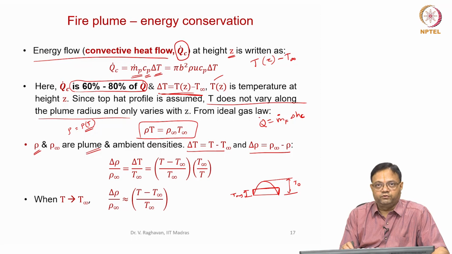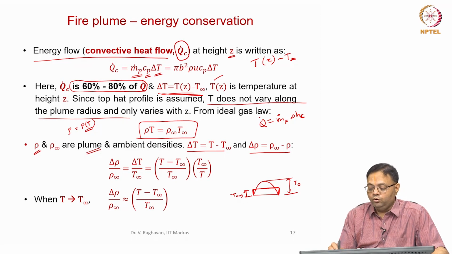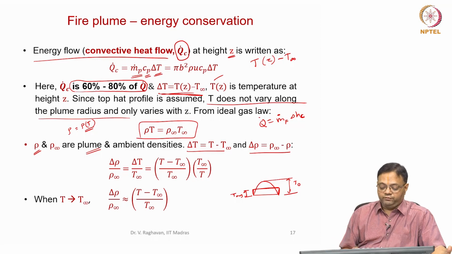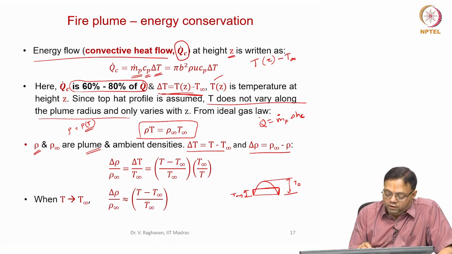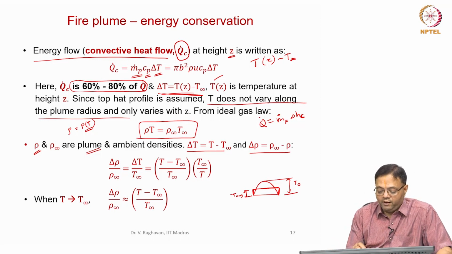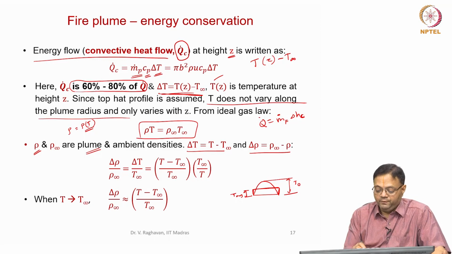So delta T is positive. Similarly, delta rho, since T is higher than T infinity, rho will be lower than rho infinity. So this is also positive. So now I can write delta rho by rho infinity as delta T by T infinity, so T minus T infinity by T infinity into T infinity by T.